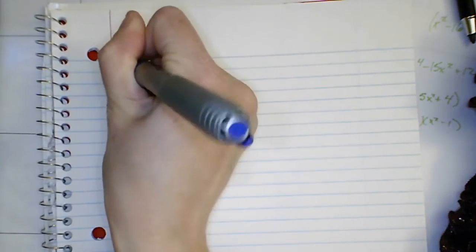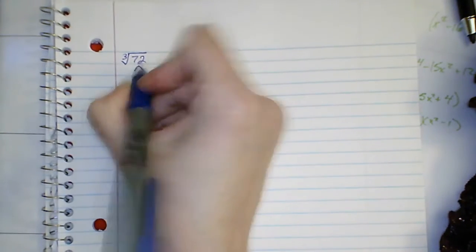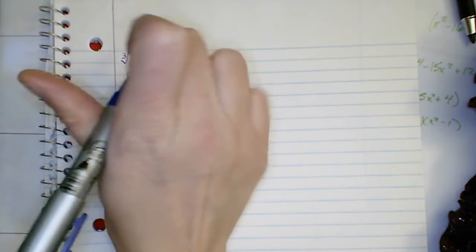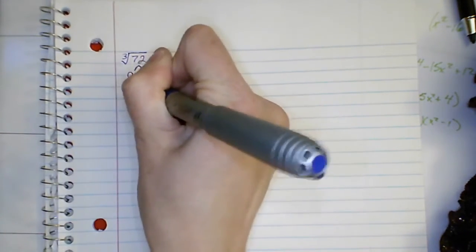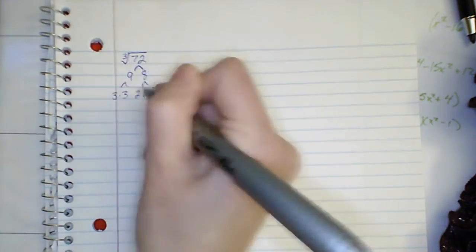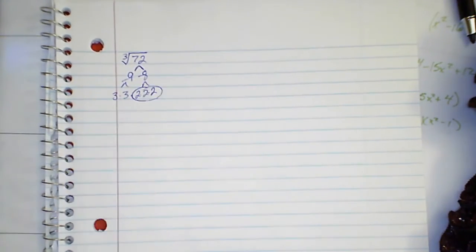If we have cube root of 72, this time we have a cube root, so we will need 3 numbers to break out of jail. So a group of 3 numbers will break one loose. Let's see, that will be 9 and 8. 8 is 2 times 2 times 2, and 9 is 3 times 3. Or you could have broken 8 up into 4 and 2, and then the 4 would break up into 2 and 2. So it takes 3 to break 1 out of jail.